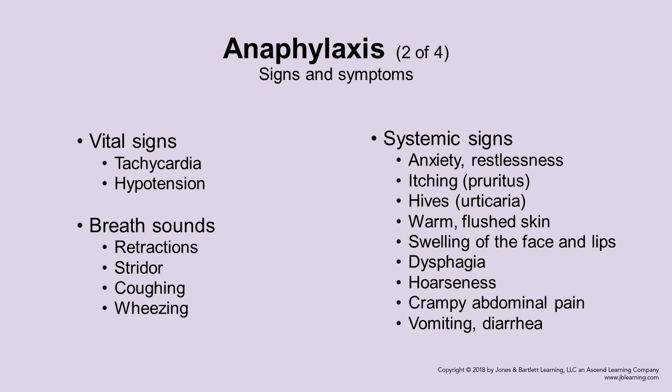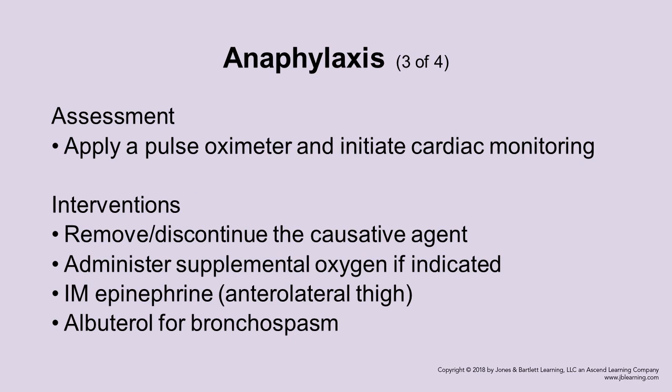They can have swelling of their face and lips, difficulty swallowing or hoarseness, and then GI symptoms can be a sign as well. So abdominal pain and vomiting or diarrhea are known symptoms of anaphylaxis with GI involvement. The first steps of assessment are, of course, applying a pulse oximeter and cardiac monitoring. And then interventions are simple.